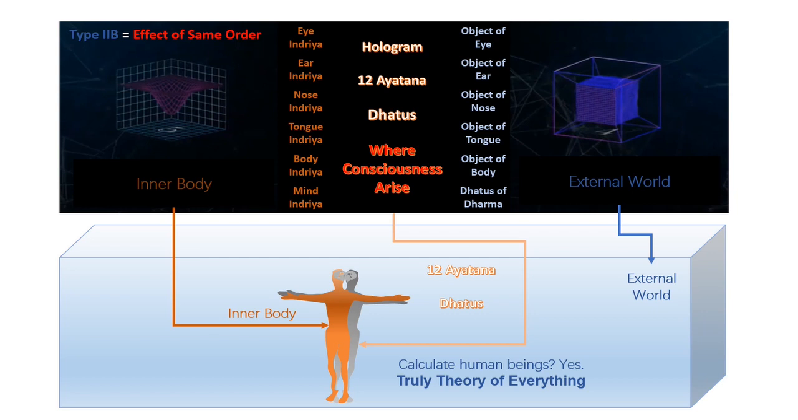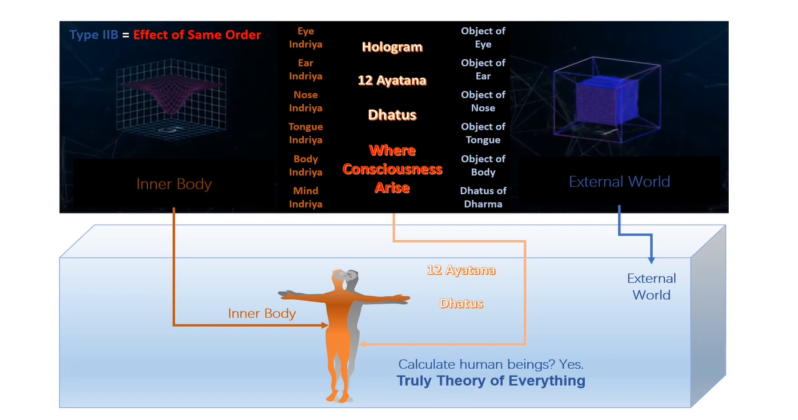We have shown that the hologram bothering the two sides is not simply a hologram. It has hidden active elements such as 6 indriyas with its structured storage. It is called the 12 ayatana or dhatus. Dhatus also means seeds or strings which are hidden, dormant, but with active potential. 12 ayatana and dhatus are also said to be the source of all laws and where consciousness arises.